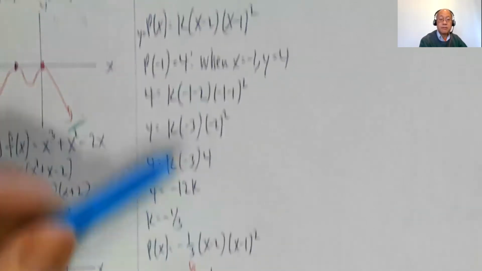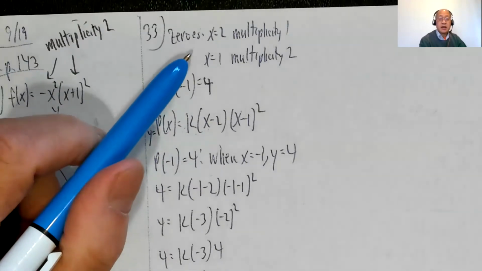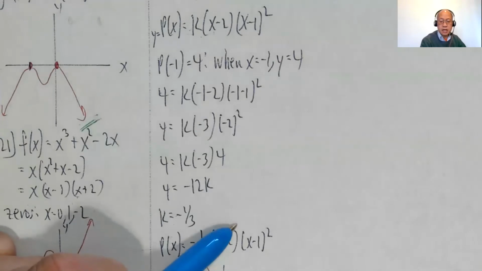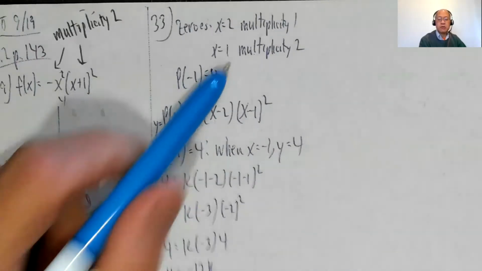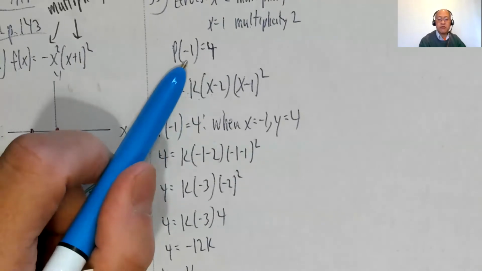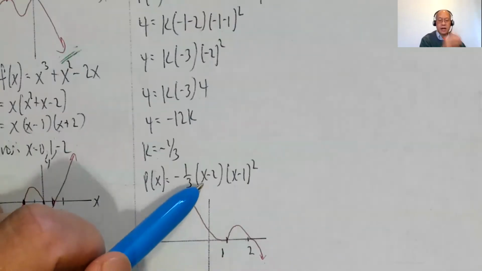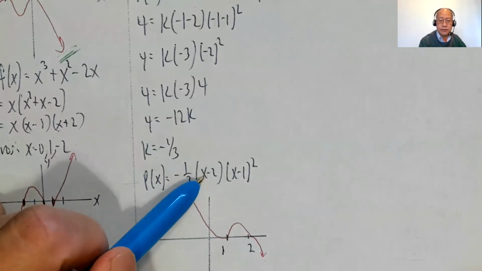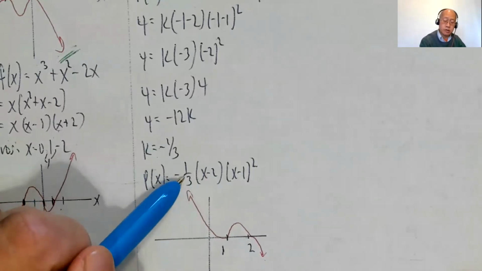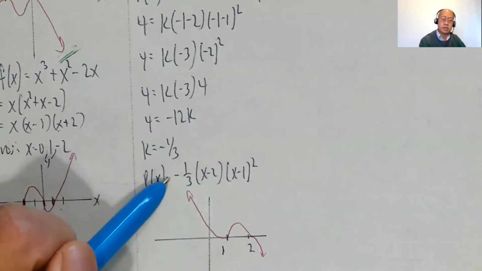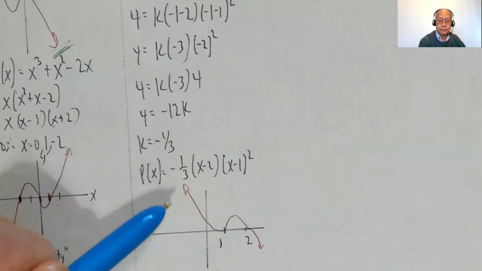And a quick double check. It said the zeros are x equals 2 multiplicity 1. Yes, it is, the exponent is 1. And x equals 1 has multiplicity 2. Correct. And if I plug in negative 1, I get 4. Let's try. If I plug in negative 1, negative 1 minus 2 is negative 3. That cancels with the negative 1/3, that gives me 1. And if I plug in negative 1 here, I get negative 2 squared, which is 4. So it's correct.